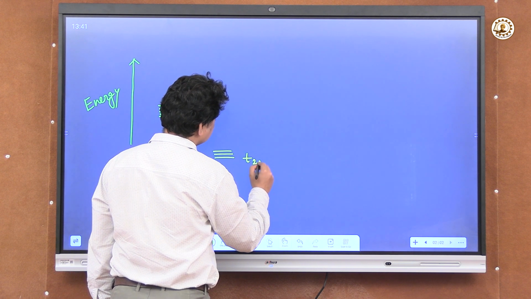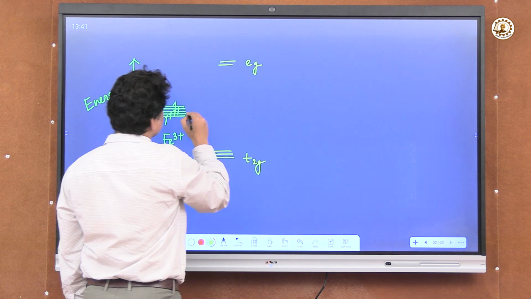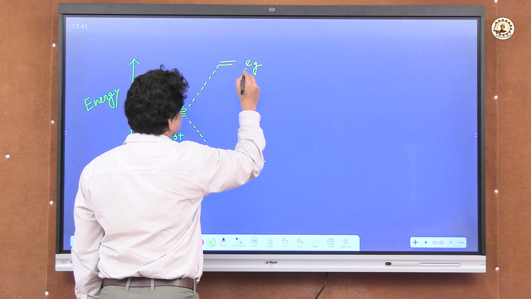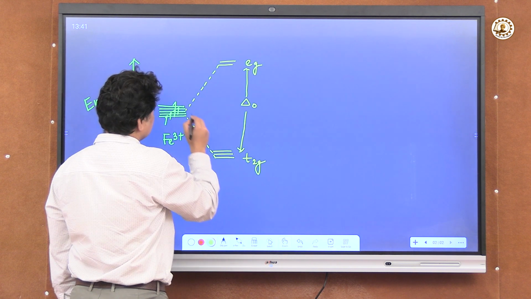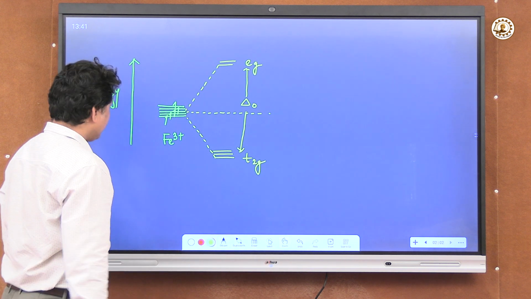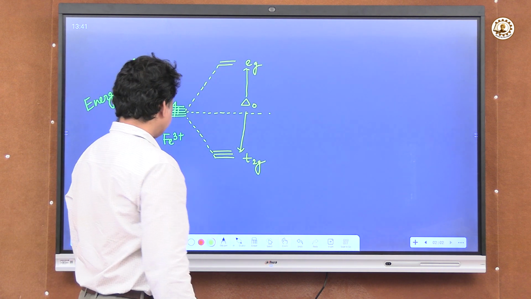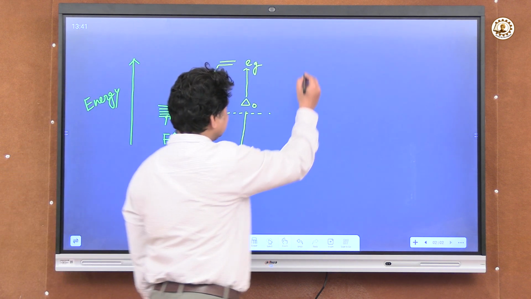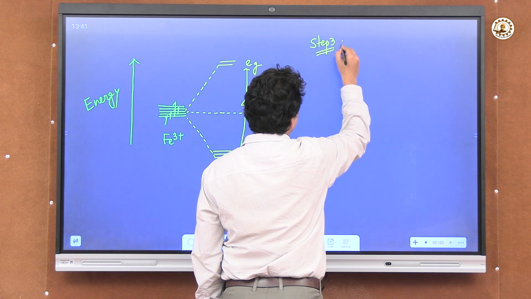In an octahedral field, it will split into t2g and eg. This is our delta O, and this is our barycenter. Now we have in total 5 electrons. These electrons will move into t2g or eg. Here we have step 3. Step 3 says you consider the type of ligand.